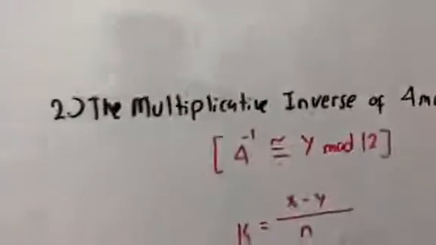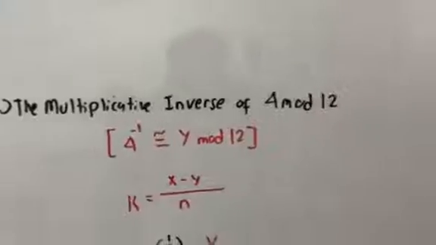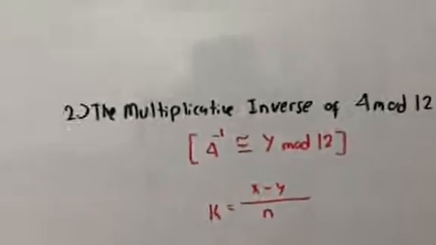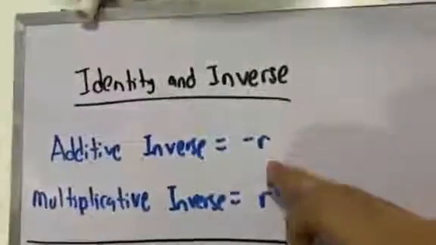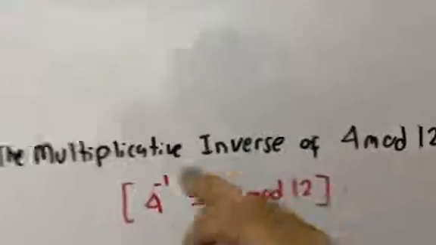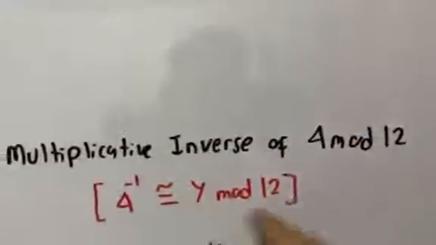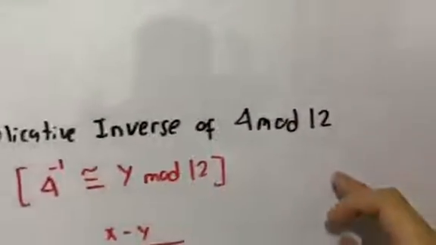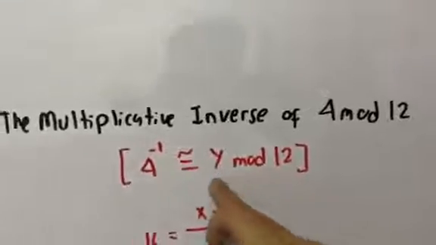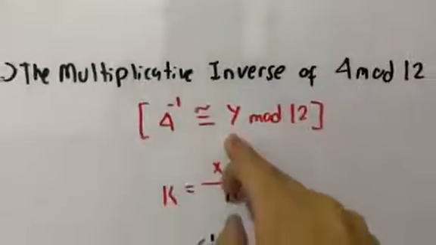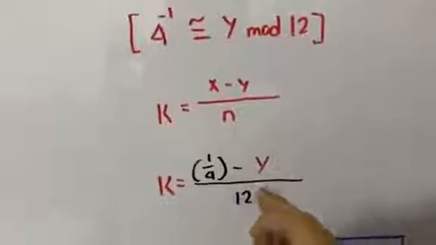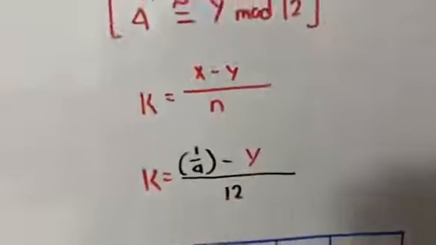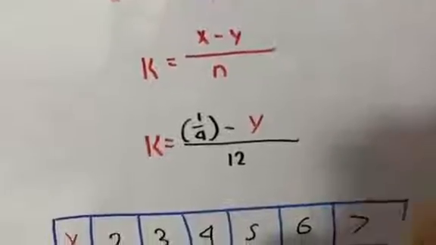Next, the multiplicative inverse of 4 mod 12. Still the same logic, same process. The multiplicative inverse, instead of negative r, will go to r to the negative 1. So, simply put, multiplicative inverse of 4 to the negative 1, mod 12, and we have an unknown variable which is y. So same, follow the K formula, apply your variables, 1/4 minus y over 12, and find the values of y that can make this expression a whole number.